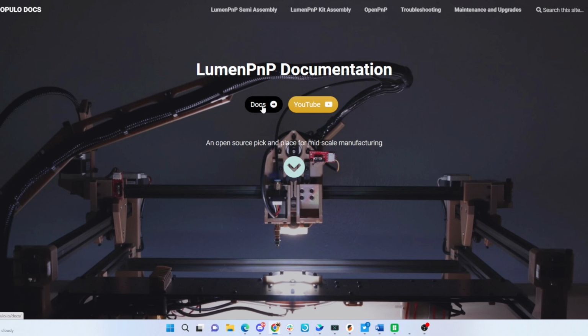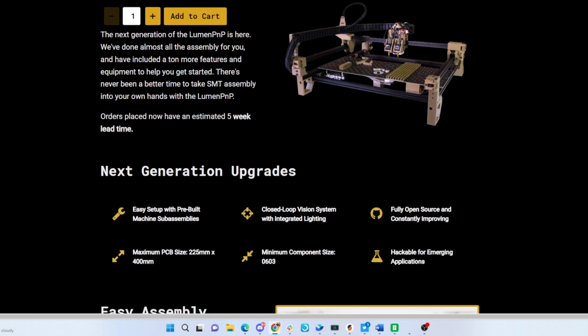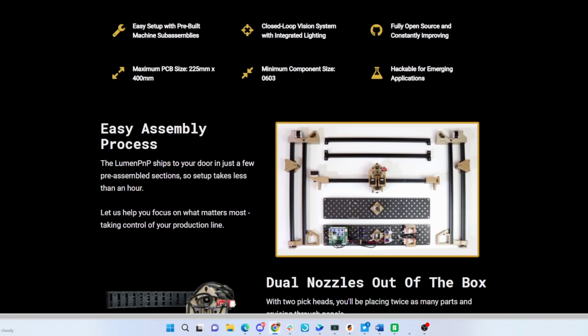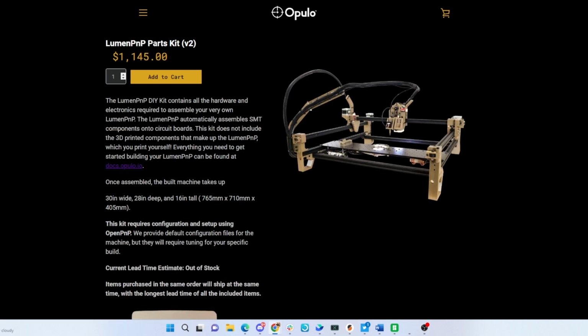And what's the price point for a full complete system as it is here? You can buy a machine for $1,750, and it comes in 4 or 5 parts that bolt together in 20 minutes, and within an hour you're placing a board.